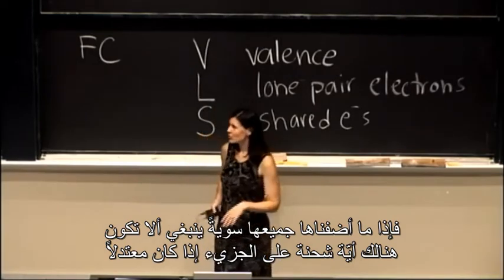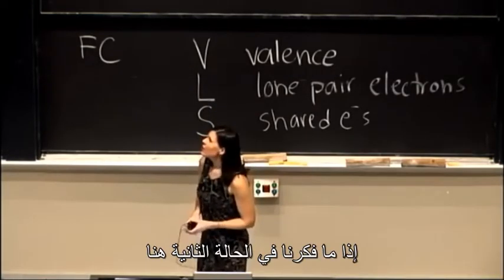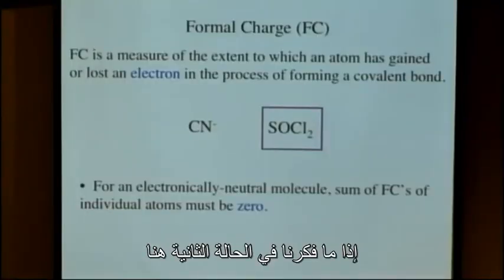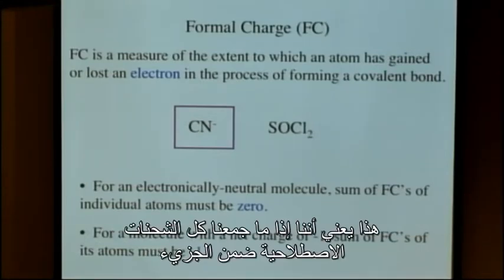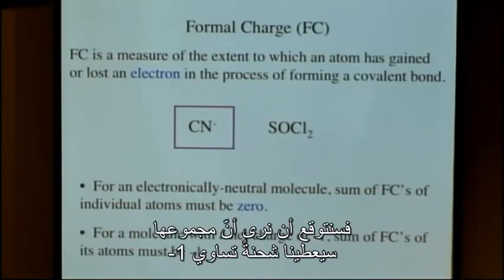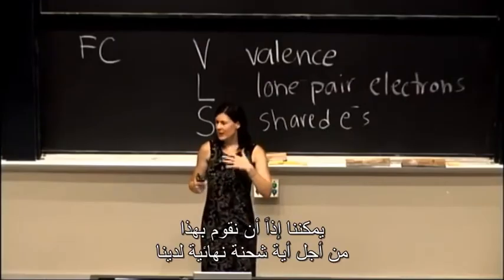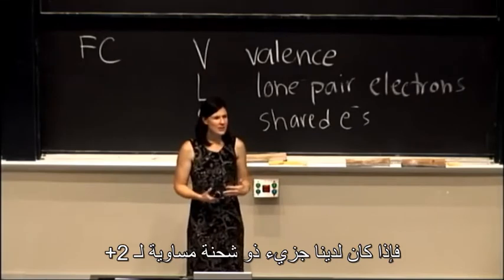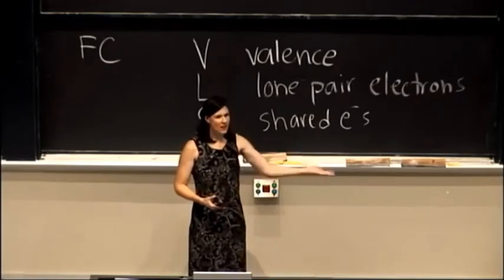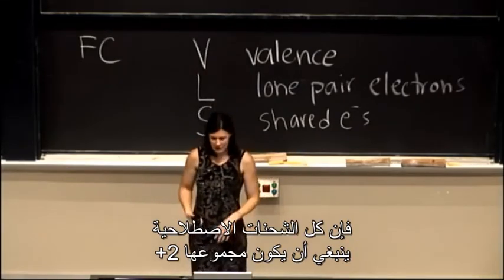So if we add them all up, there should be no net charge on the molecule if the molecule is neutral. If we think about the second case here, where we have CN minus, now we're talking about a molecule with a net charge of -1. So that means if we add up all of the formal charges within the molecule, what we would expect to see is that they sum up to give a net charge of -1. So we can do this for any final charge we have. If we have a molecule that has a charge of +2, then all of the formal charges should add up to +2, and so on.